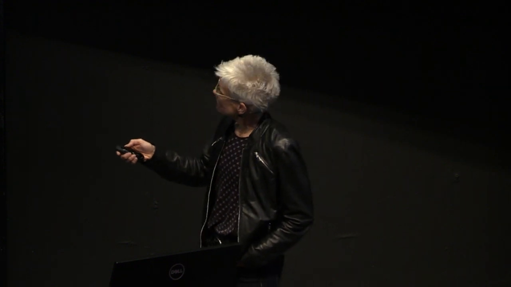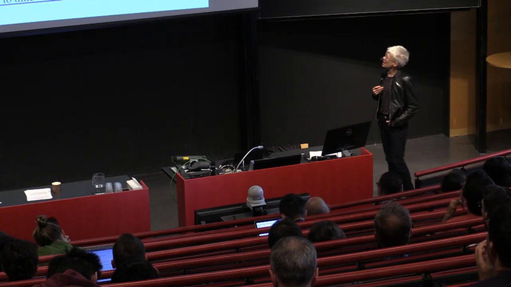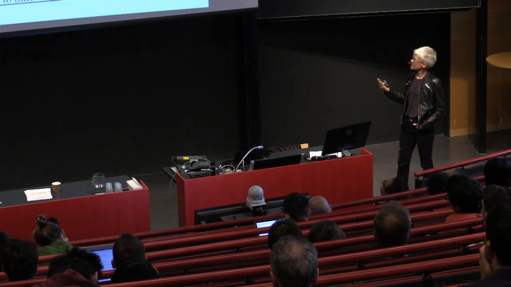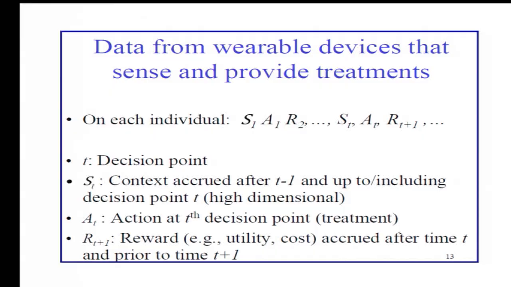But anyhow, let's go. I just want us to all be on the same page. On each individual, you have a time series. S denotes context, A denotes action, R denotes reward, some near-time outcome that you want to maximize, say, the sum over time. I'll show you specific examples of this.